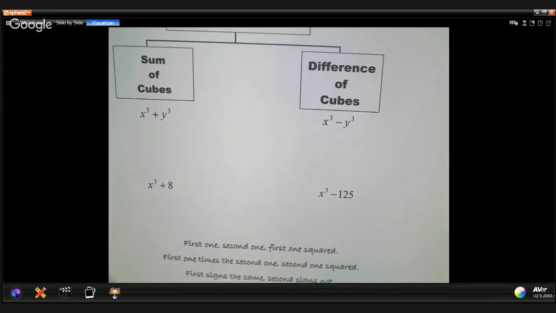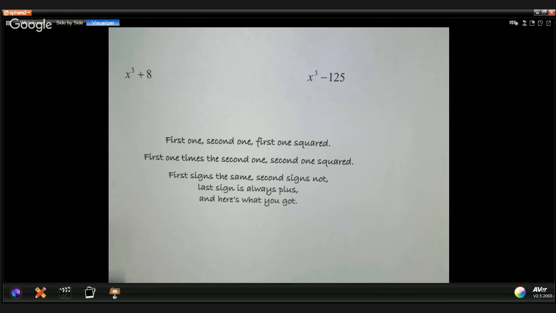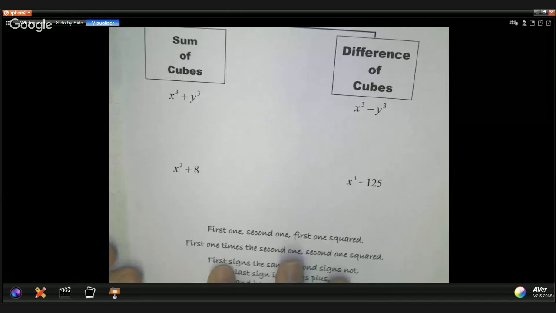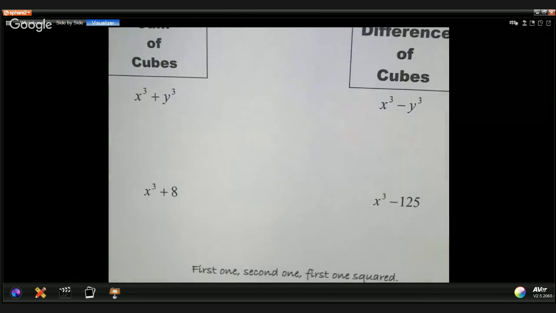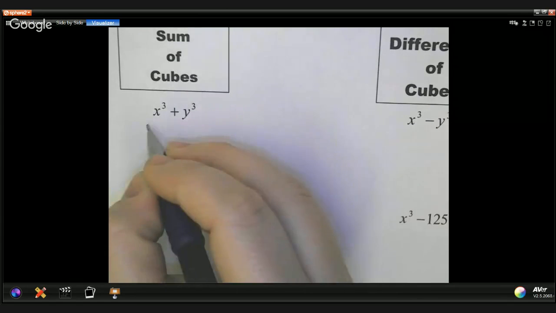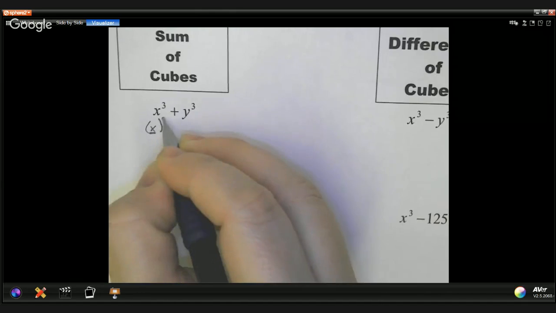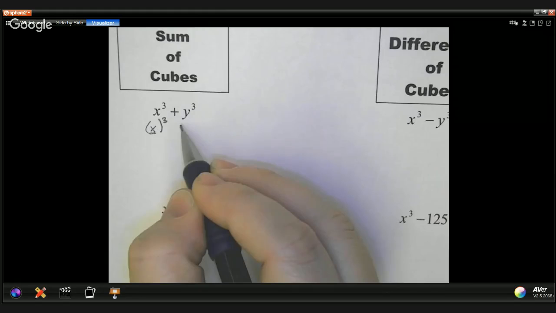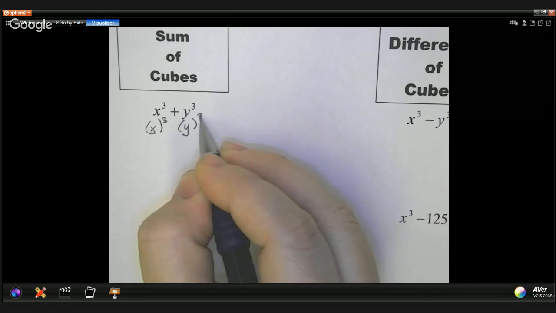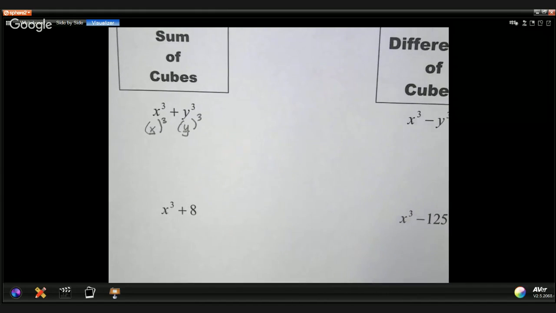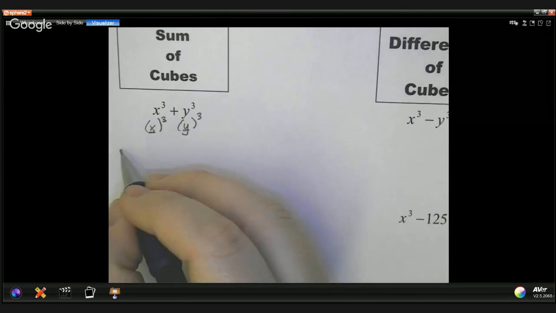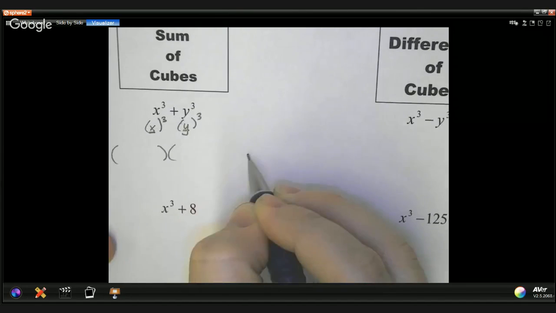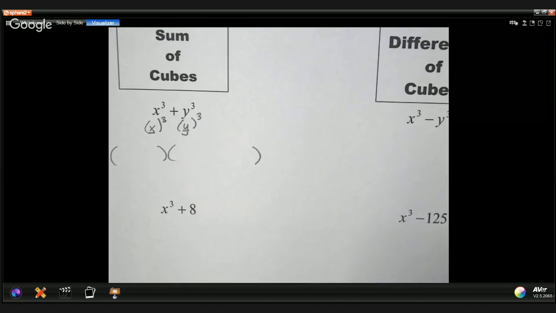The main thing I said is first one, second one. Those are the big things, and you have to know what the first one is. For this one, my first one is what thing to the third power is x cubed, so when I say first one, I mean x. And when I say second one, I mean y. It starts off as a binomial times a trinomial. When I say first one, I'm going to write x, and when I say second one, I'm going to write y.